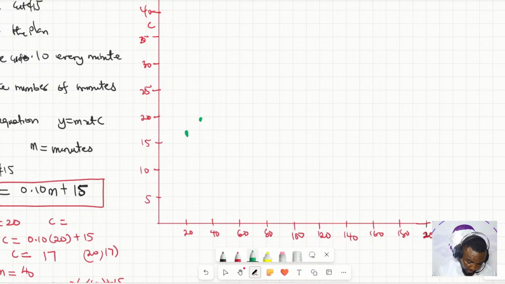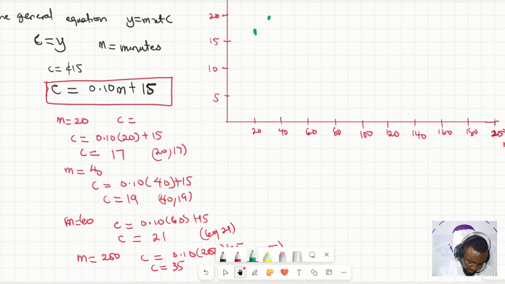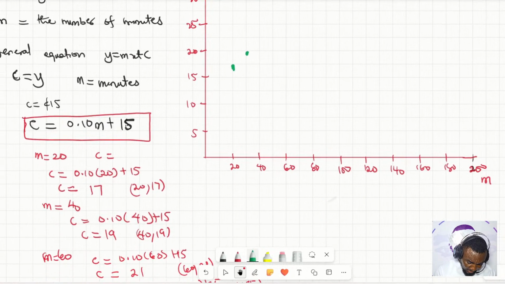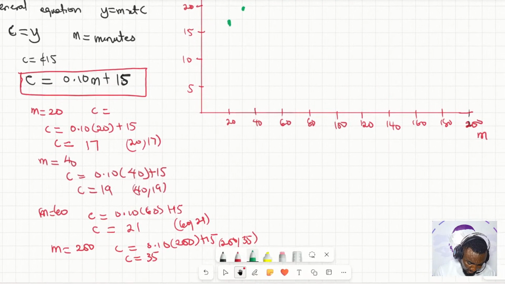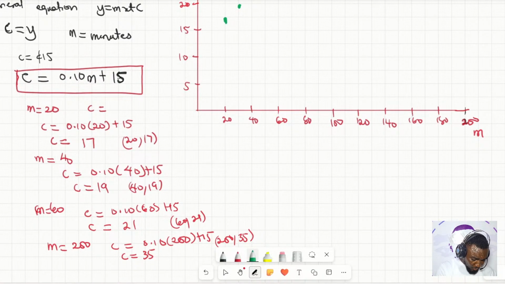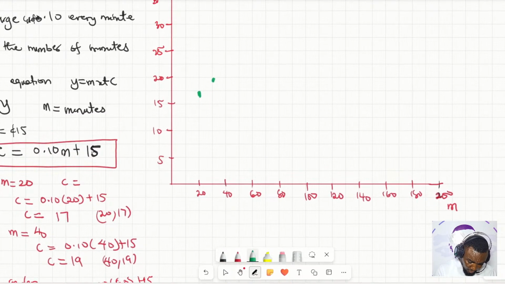Very good. And then with our 60, 60 goes with 21. So there's not much increase in terms of the price. 60 goes with 21. Is that what we got? So when it was 60, 0.10 goes with 21. So it means 60 will go with 21, which is here. Where is our 21? That's here, somewhere here.